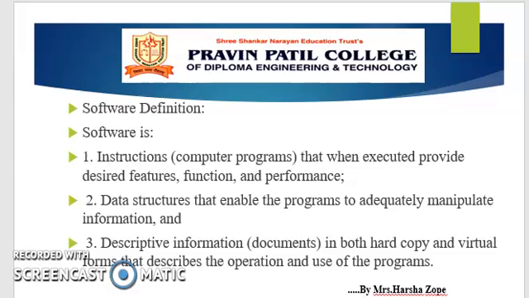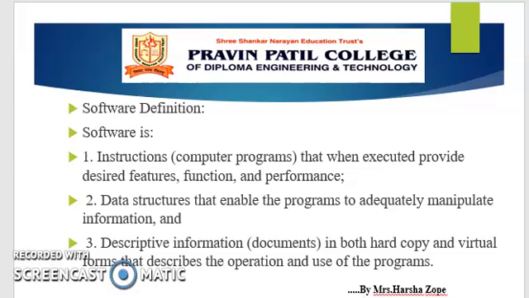Then let's see the definition of software. Already we know that software is an instruction or a computer program. A simple computer program is nothing but software. Then second thing, software is a data structure that enables the program to adequately manipulate information, and descriptive information in both hard copy and virtual forms that describes the operation and use of a program. In a simple way, you have to remember software is the instruction, that is, a computer program.